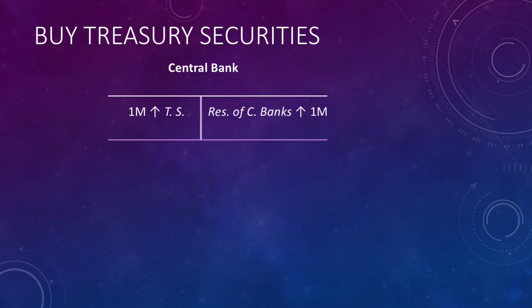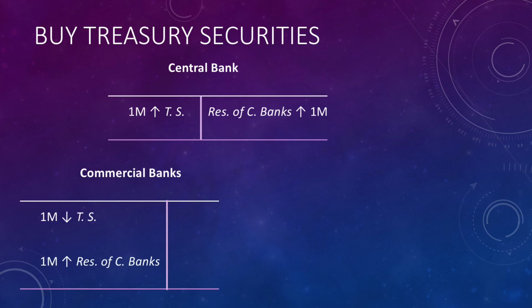If the central bank buys treasury securities, say for 1 million pesos, the left side of the balance sheet, treasury securities, will go up by 1 million. The reserves of commercial banks, which is basically cash, will go up by 1 million. This is on the right side of the balance sheet of the central bank. But for the commercial bank, this will be found on the left side. Again, this is simply cash.